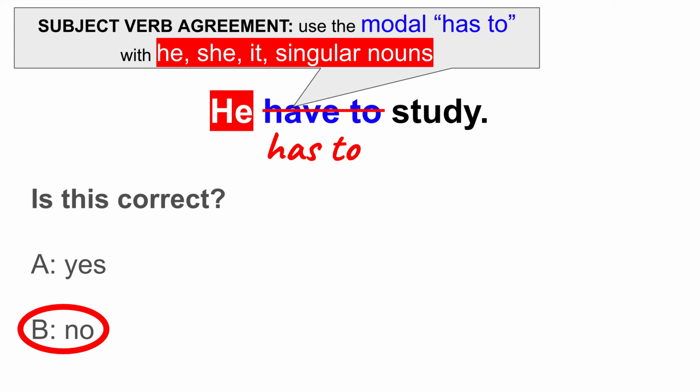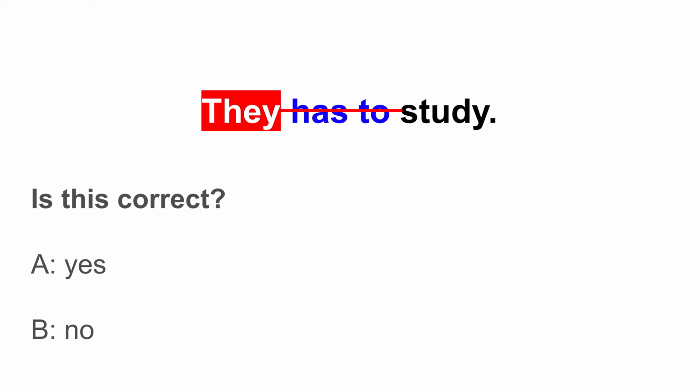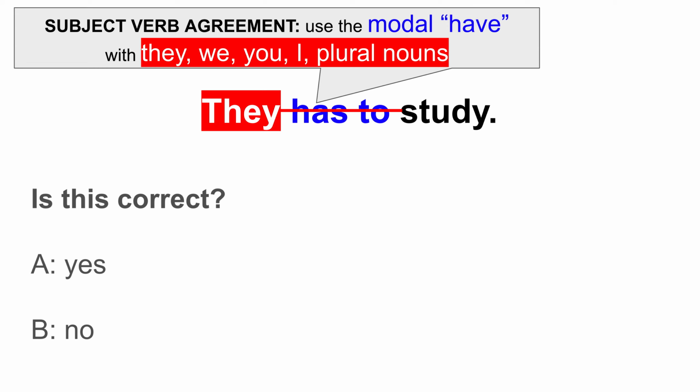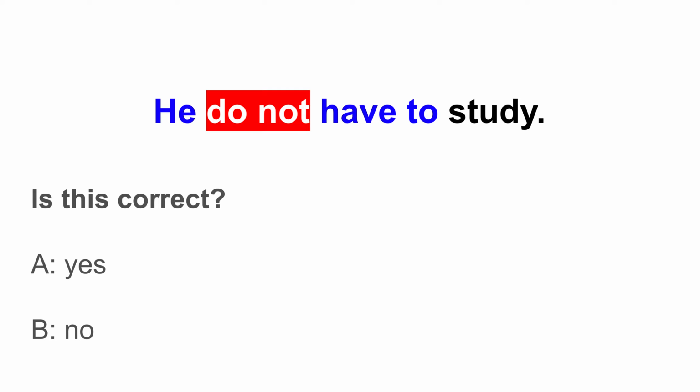Let's look at another example. They has to study. Is this correct? Well, it's not. It's have. So the answer is no. They have to study. Let's look at another example. He do not have to study. Is this correct? Take 5 seconds.